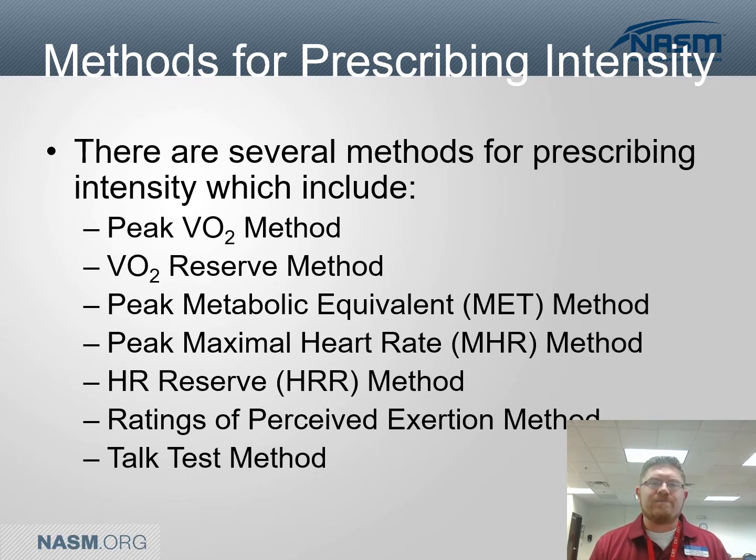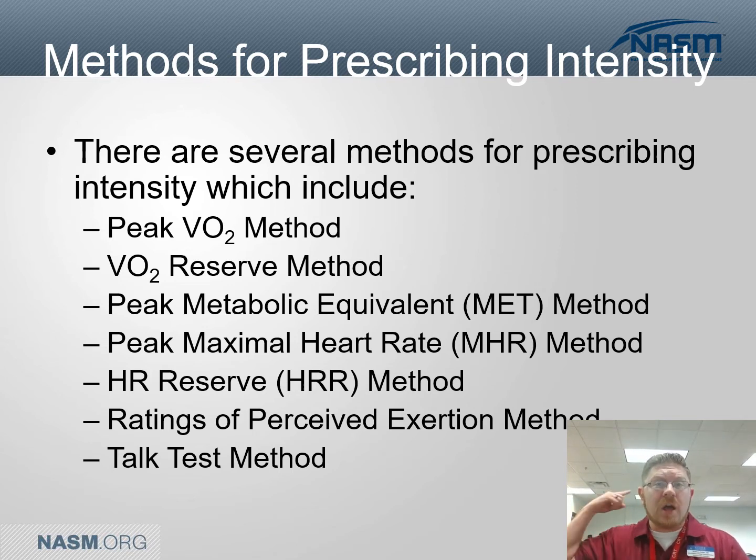And so I don't like our traditional Borg scale. Borg is the person that created it. It's from 6 to 20, and I think it's coming up here in a minute, and we'll see what a 6 means versus what a 20 means. I think that's really confusing, and I've been teaching this a long time, and I still think it's confusing. There are modified versions of this ratings of perceived exertion scale that just go from 1 to 10 or 1 to 15.